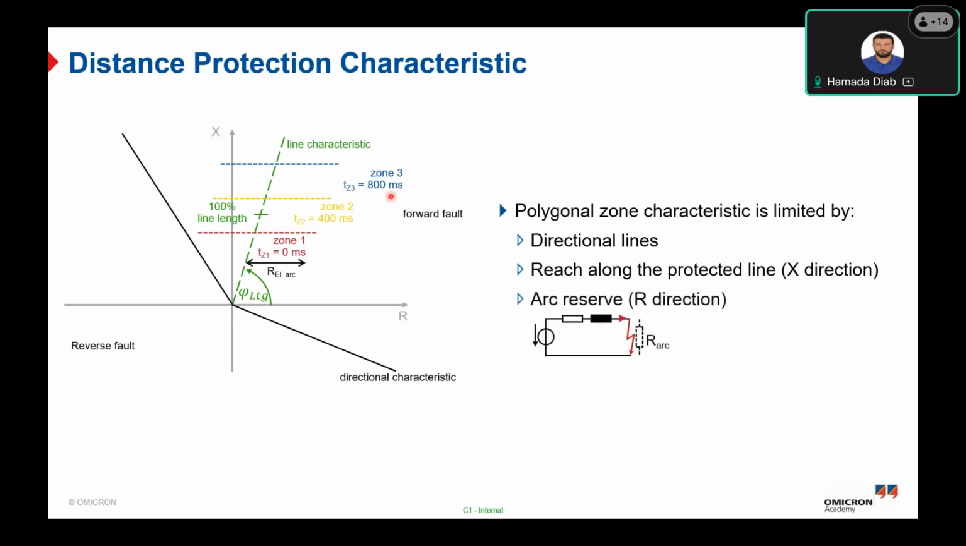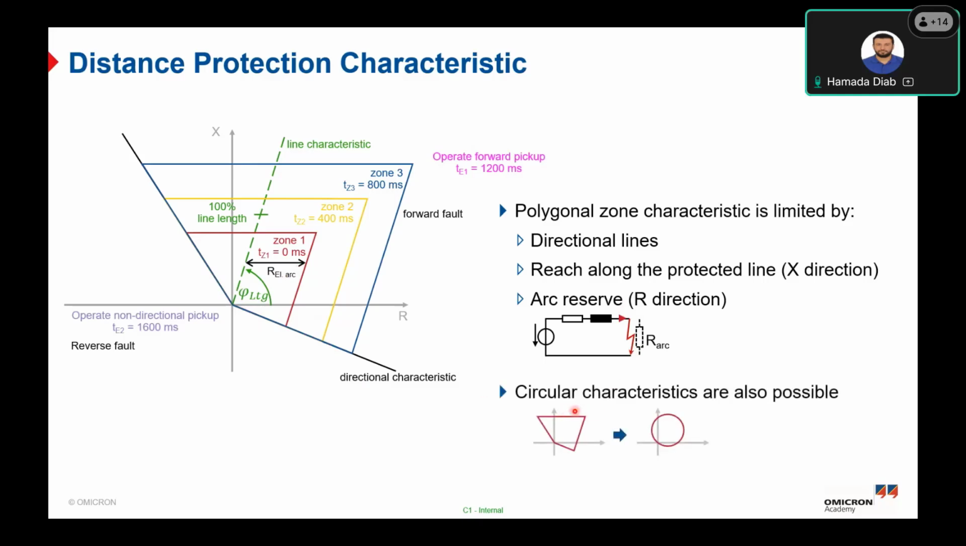Okay. Also, we have another parameter here called the arc resistance. If you have a single phase to ground fault, we will have the arc resistance, which is the resistance from the fault location out to the ground. It can be represented as the horizontal line, as you can see here. And now you can define the zone by 4 lines: zone 1, zone 2, zone 3, as you can see.